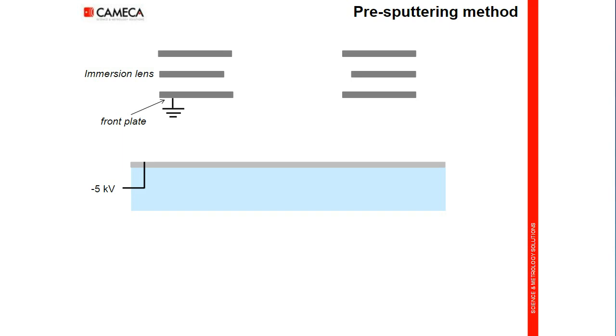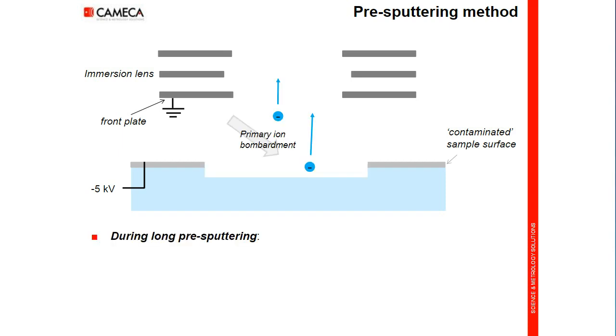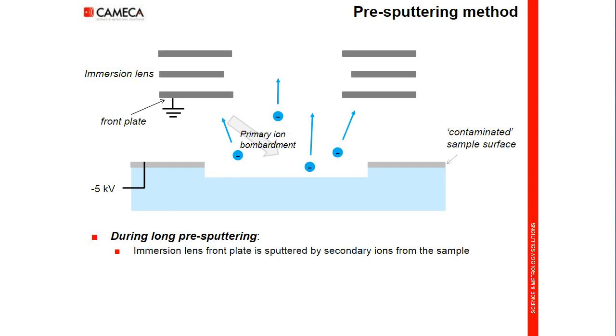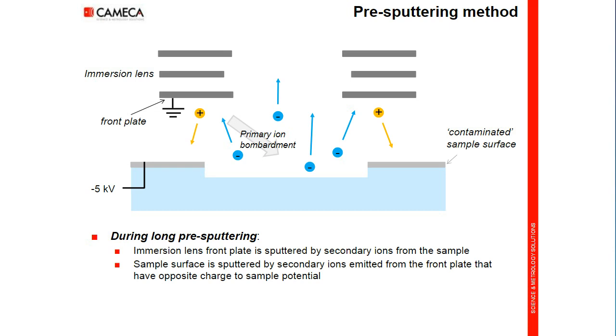To be noted that on the top of the sample, there is always a contaminated oxidized layer. During long pre-sputtering, there is emission of secondary ions from the sample, negative ions in this case. Some of these ions impinge the immersion lens front plate, so its surface is sputtered by secondary ions from the sample. The sample surface is also sputtered by the secondary ions emitted from the front plate and that have opposite charge to the sample potential.